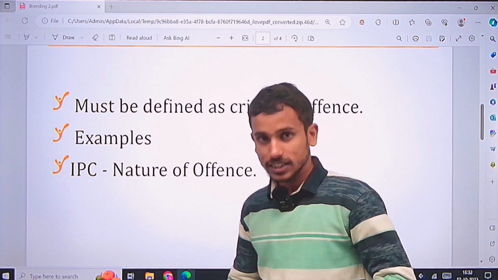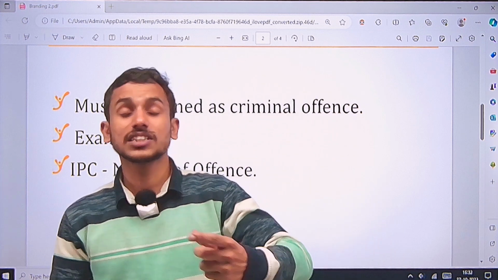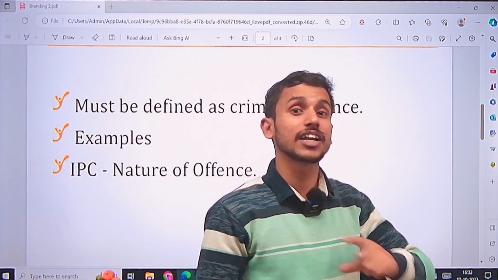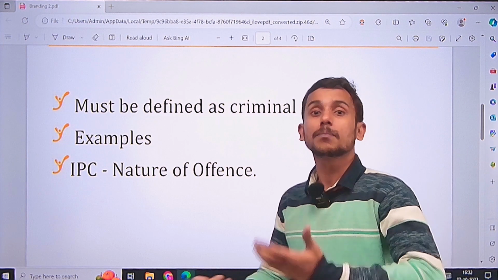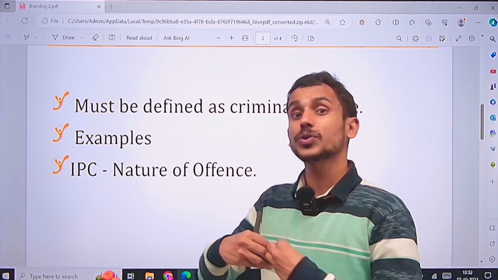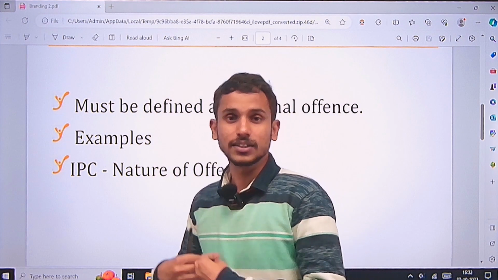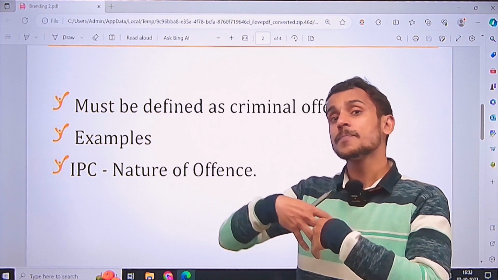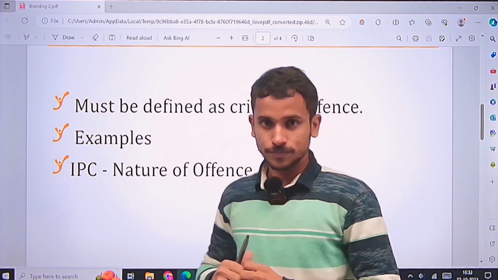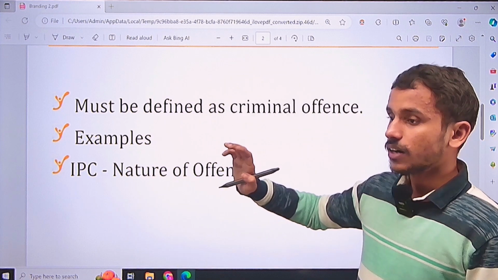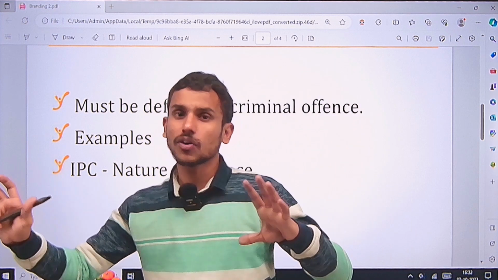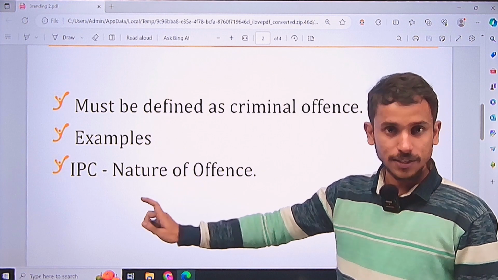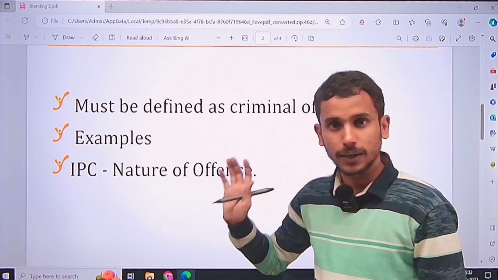It says what are cognizable offences, right? Offences where a police officer can arrest and investigate without a warrant of the magistrate, right? It defines bailable and non-bailable offences, right? Bailable offences where you can claim bail as a matter of right. Non-bailable offences where bail is at the discretion of the court. So all these things, then whether it's warrant triable or summons triable, all this nature of the offence has been described under the IPC, whereas classification is done by the respective act.